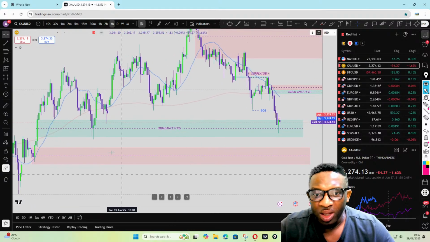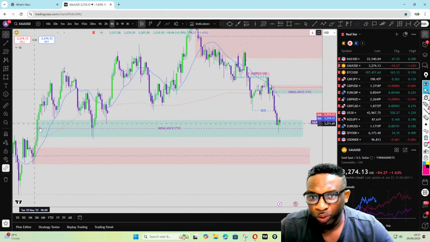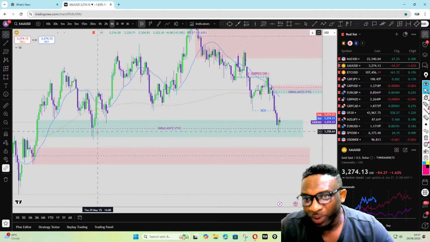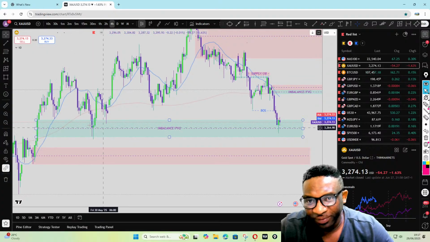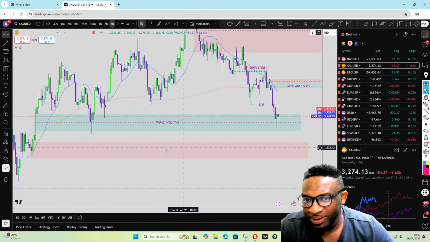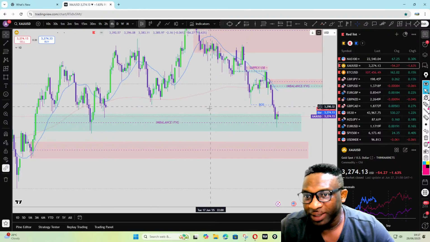So currently we have gold tapping into this old area of imbalance where I think it's already been filled anyway. So this has already been filled, so we will not place much emphasis on it. So it's just the demand area here that hasn't been filled looking at the 4-hour time frame.